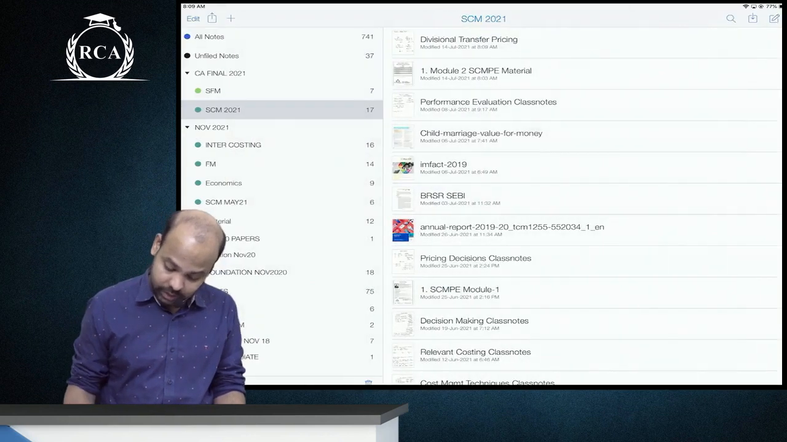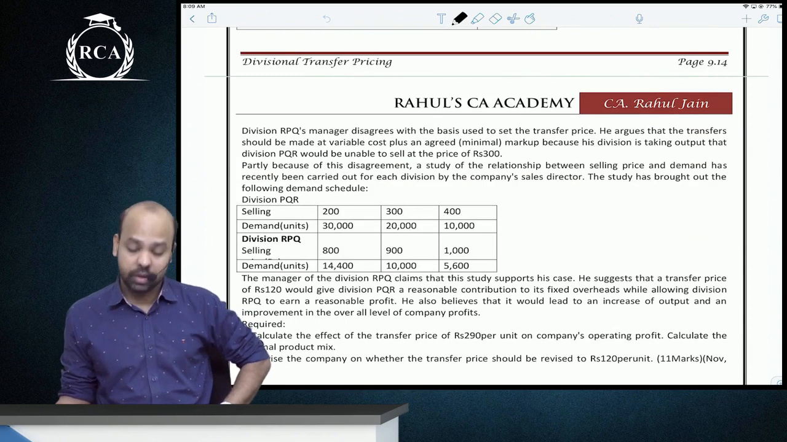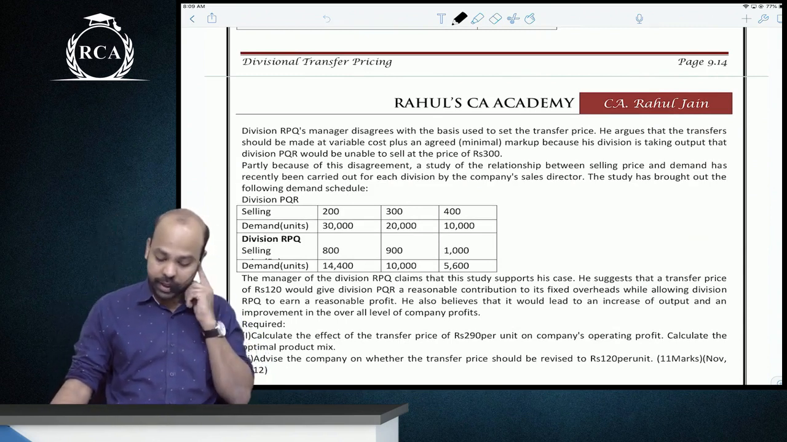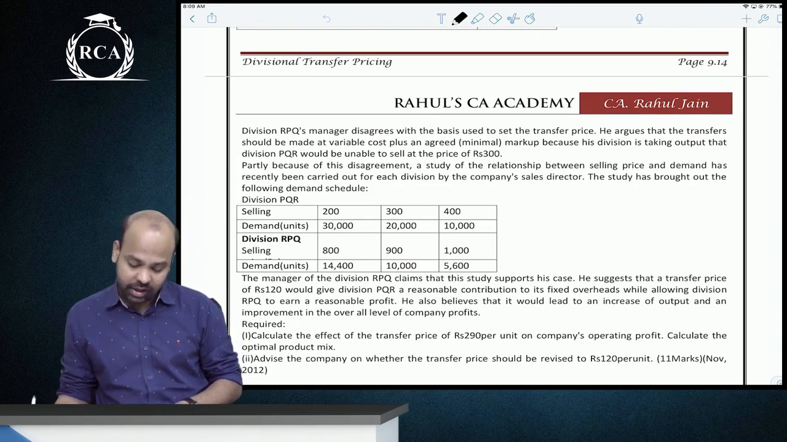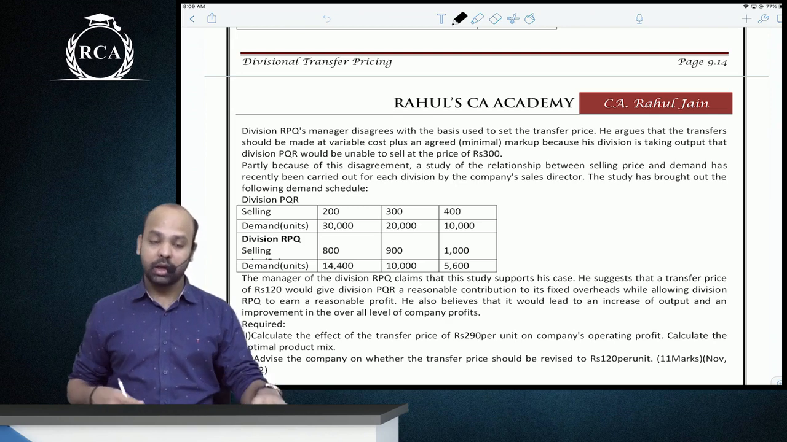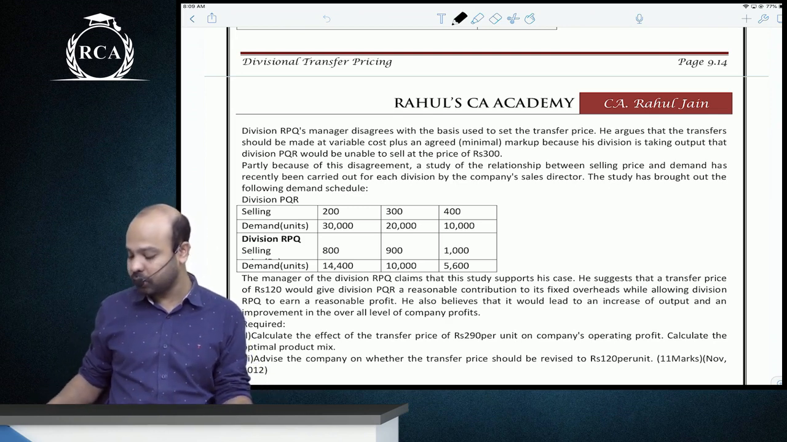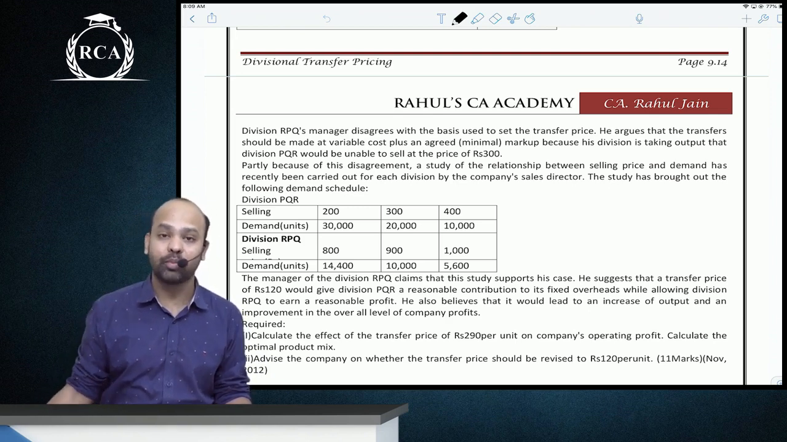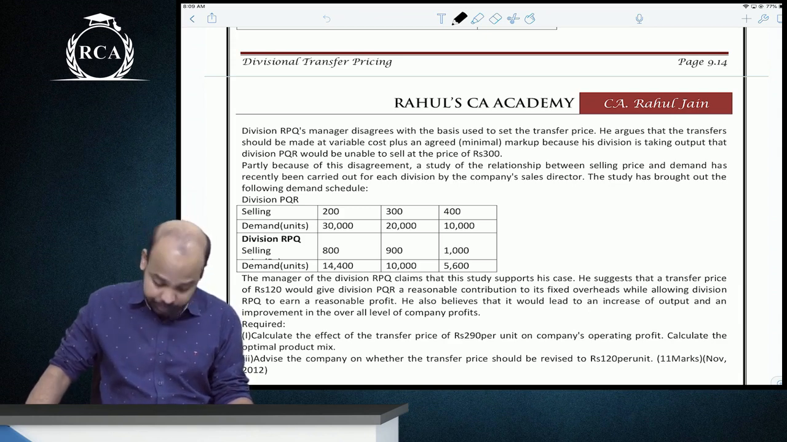Now, division RPQ's manager disagrees with the basis used to set the transfer price. He argues that the transfers should be made at variable cost plus an agreed minimal markup. Because his division is taking the output, that division PQR would be unable to sell at a price of 300 rupees. Just like the previous question, even here he is arguing that division PQR will not be able to sell the entire output at 300 rupees. The output of division PQR is being restricted to 20,000 units because that is the profit maximizing selling price for them.